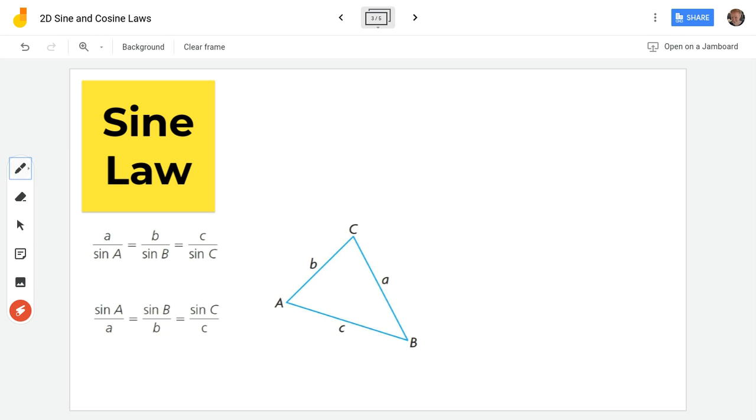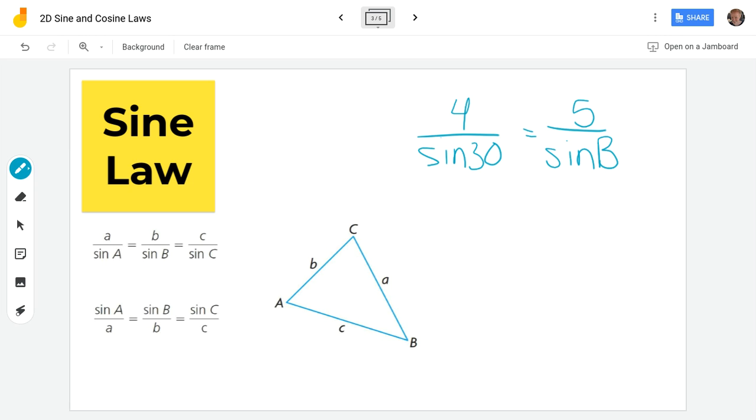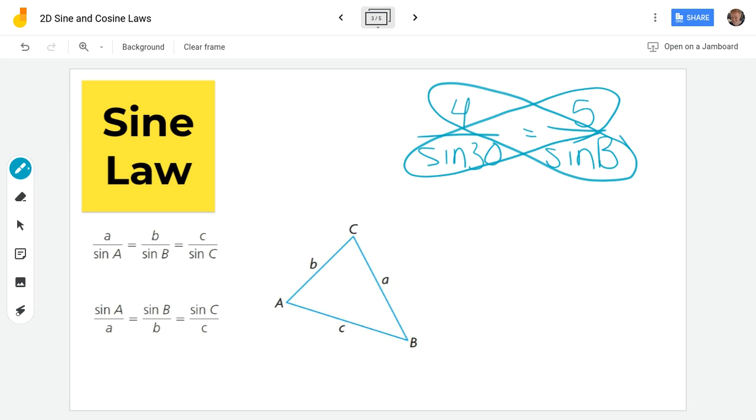And then let me just give you a very quick example of what one might look like. So let's say we had some numbers like this. 4 over sine of 30 is equal to 5 over sine of B. And we didn't know what B was. So then you just have a proportion here. So you cross multiply this times this is equal to this times this.